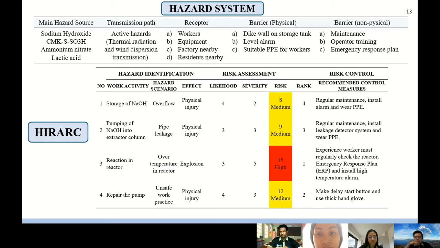From the work activity, we can find that one involves a very high risk assessment, which is during the reaction in the reactor, which could lead to explosion. So a control needs to be performed, such as placing an experienced worker, planning an emergency response plan, and also installing a high temperature alarm. As for the other activities, we can consider them as medium risk.